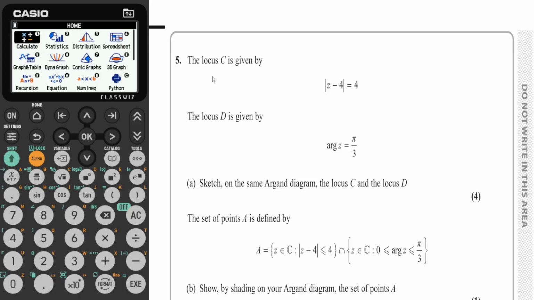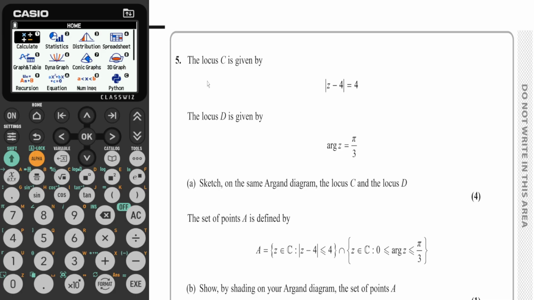Question number 5. The locus C is given by mod of z subtract 4 equals 4. The locus D is given by the argument of z is equal to pi over 3. Part A. Sketch on the same Argand diagram the locus C and the locus D.